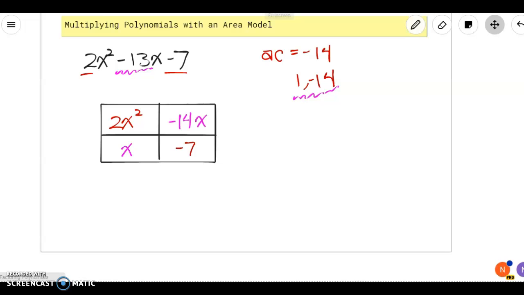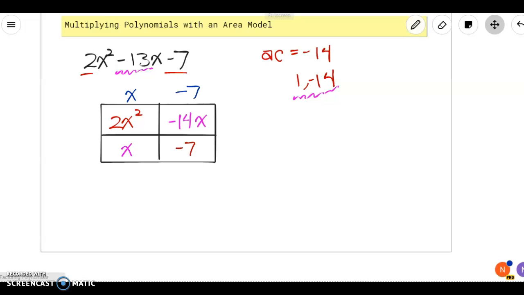So let's look at the first column first. We have 2x squared and x, and we ask ourselves, what is the greatest common factor of those two terms? It's x. That's a pretty easy one. So I write that in up top. Let's look at our next column. We have negative 14x and negative 7. As soon as I notice that first one is negative, my greatest common factor should be negative as well. They're both multiples of 7, so it looks like negative 7.